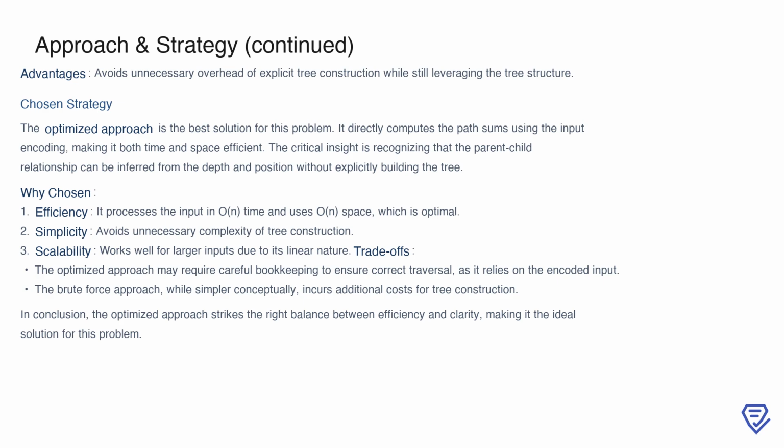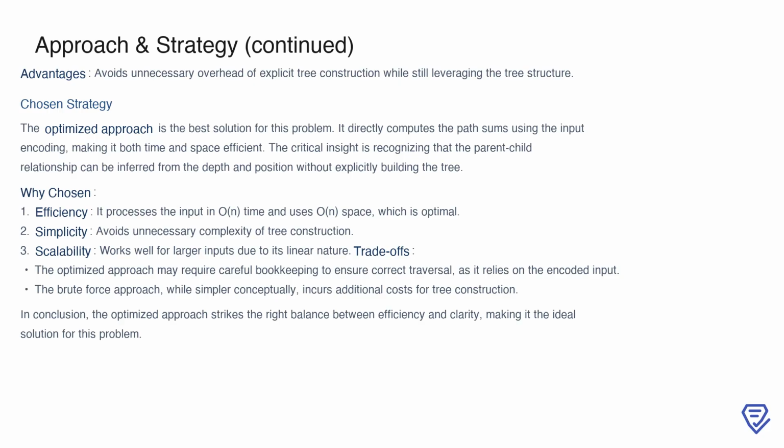The optimized approach is the preferred solution here because it eliminates the overhead of building the tree while still capturing the structure of the problem. By leveraging the encoded input to deduce parent-child relationships, it achieves efficiency without sacrificing clarity. This strategy processes the input in linear time and uses linear space, which is optimal for this problem. Additionally, it avoids unnecessary complexity by working directly with the input rather than constructing an intermediate representation.